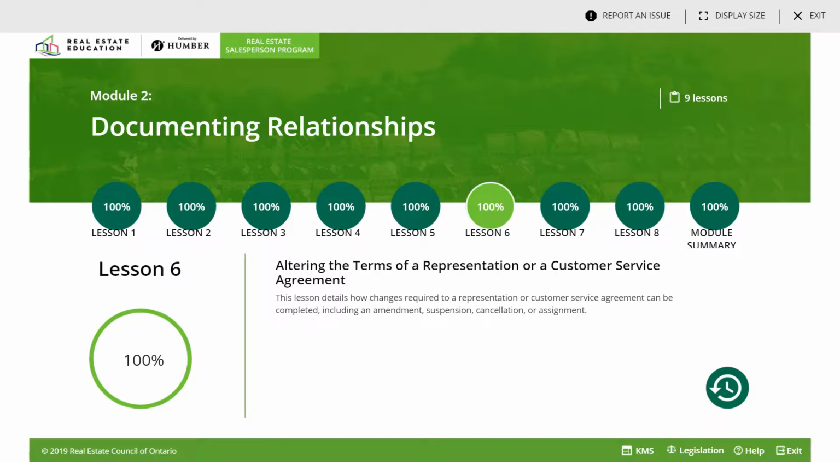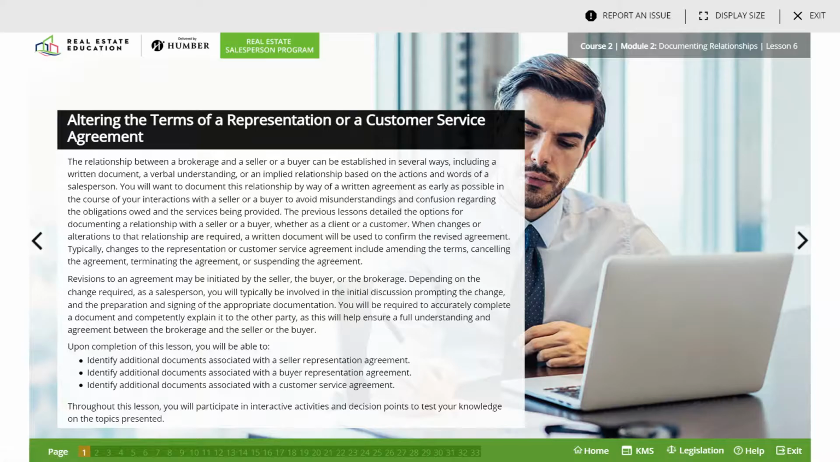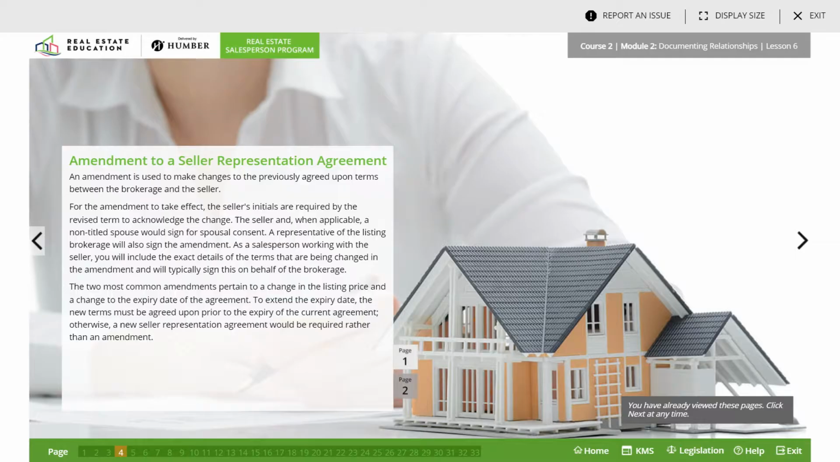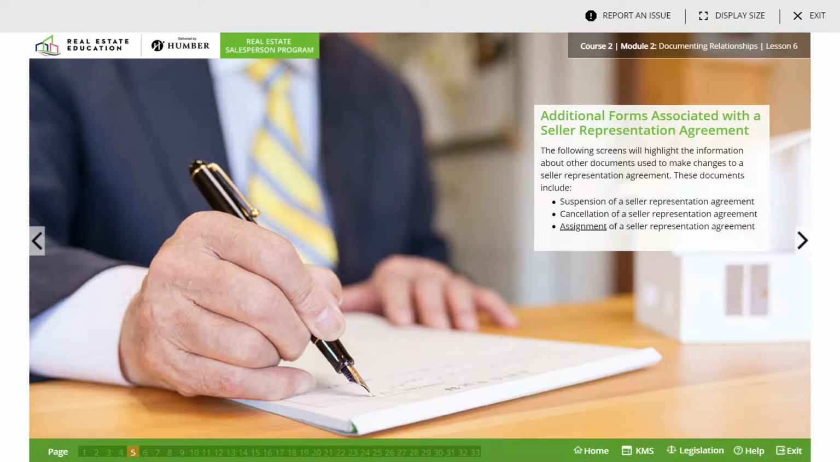Lesson number 6. Altering the terms of a representation or customer service agreement. Let's see what these guys say. Let's skip through the first 3 pages. Maybe you'll find something useful. I don't remember. Yeah, this is nothing, so let's skip to the end.